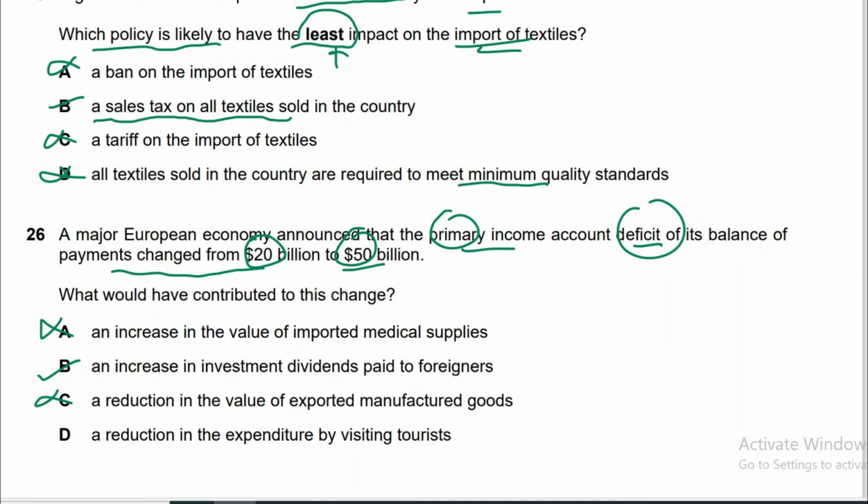Option D, a reduction in the expenditure by visiting tourists. So this is also not something that can affect this deficit. This is a part of trade in services, not primary income. So primary income is only part B.